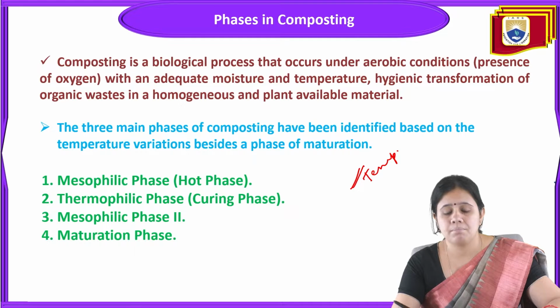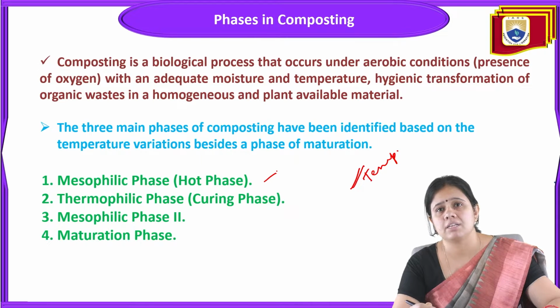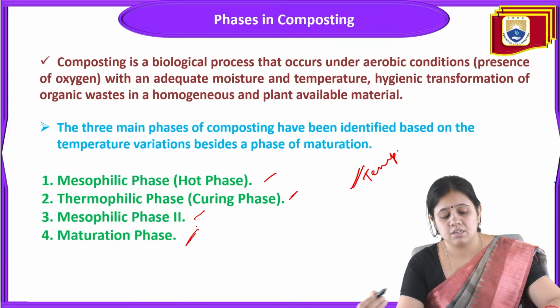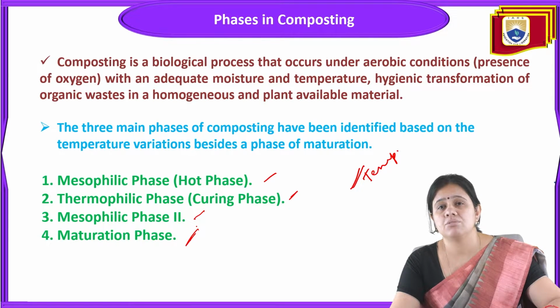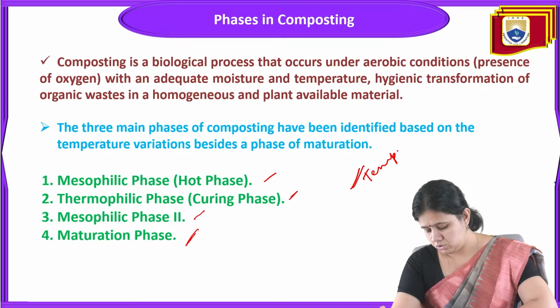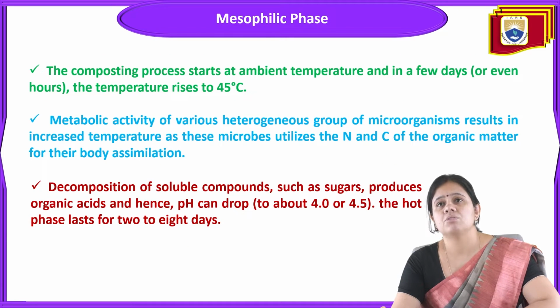So the first phase is the mesophilic phase. Next is the thermophilic phase, then mesophilic phase 2, and then the maturation phase. The first phase is called the mesophilic phase, the hot phase. This is the starting phase of the composting process. So let's discuss the mesophilic phase.